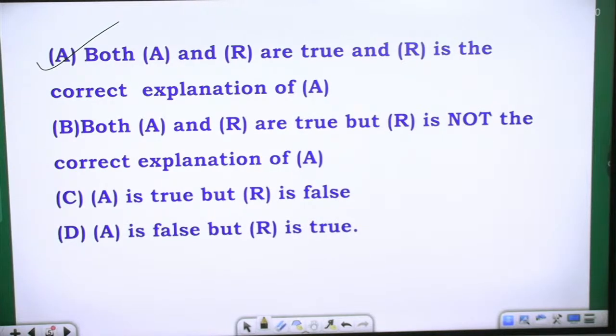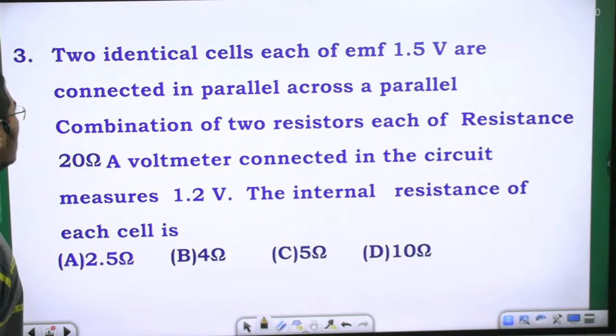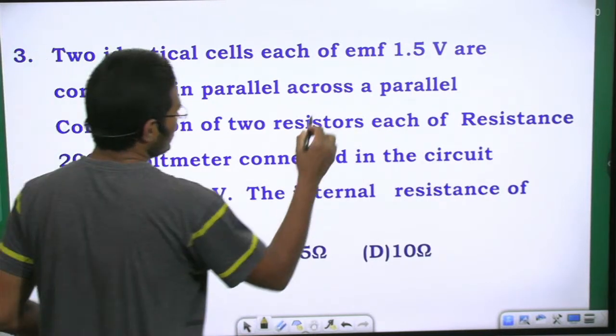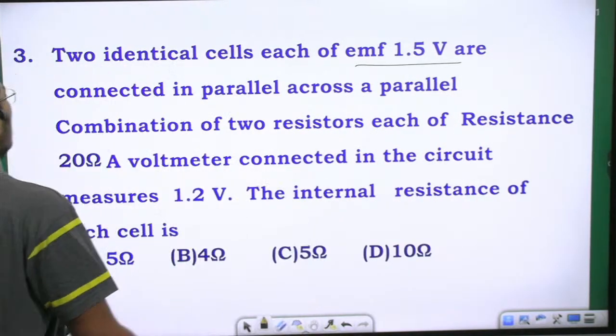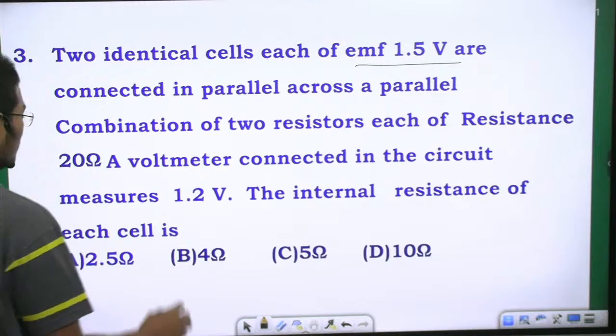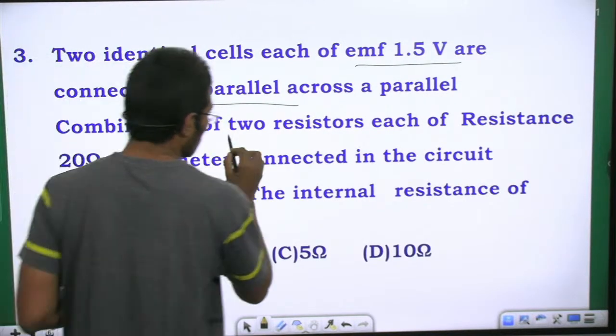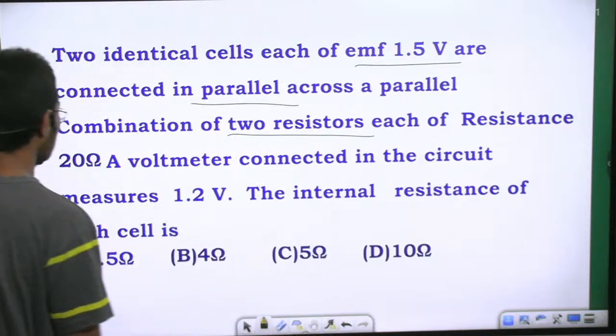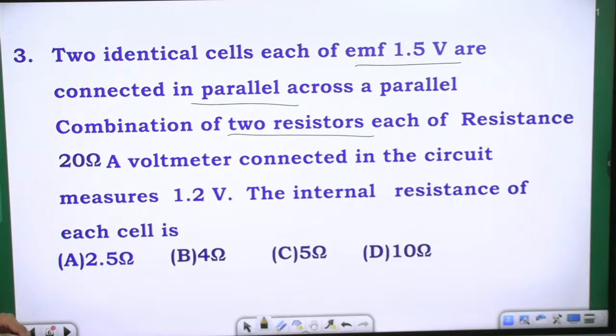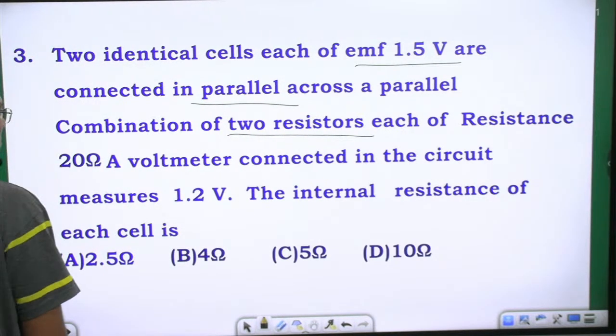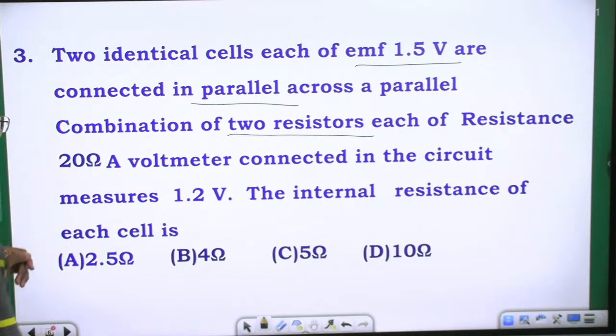So let's go to the next question. Two identical cells, each of EMF 1.5 volts, are connected in parallel across a parallel combination of two resistors of resistance 20 ohms. A voltmeter connected in the circuit measures 1.2 volts. Find the internal resistance of each cell.